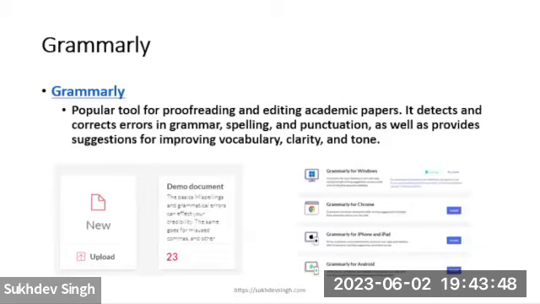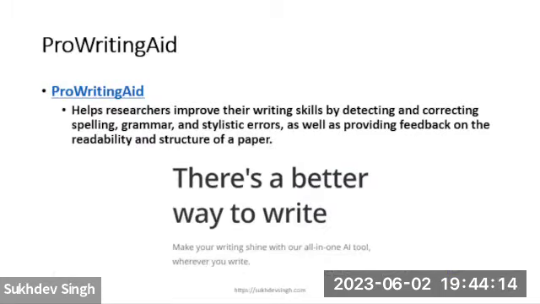This is also a very important, popular tool, Grammarly. You can proofread or edit your academic papers. It will detect any errors in grammar, spelling, or pronunciation, as well as provide some suggested vocabulary to introduce clarity and tone. Pro Writing Aid is another tool.